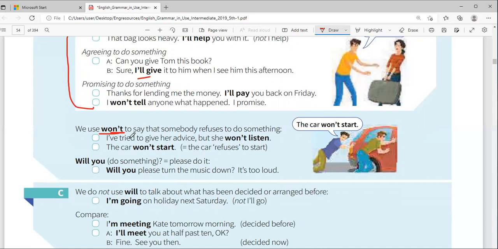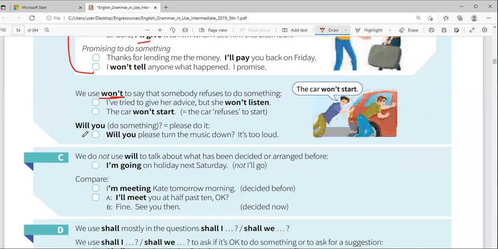The car won't start, meaning the car refuses to do what? To start. And then there's, of course, this expression of will you? Will you do something? Will you bring? It's a polite way of saying, please do it. Oh, by the way, will you come tomorrow in the morning? Will you bring me some bananas? It's a request. Will you please turn the music down? It's too loud. So it's a request that you please do this. That means please turn the music down.